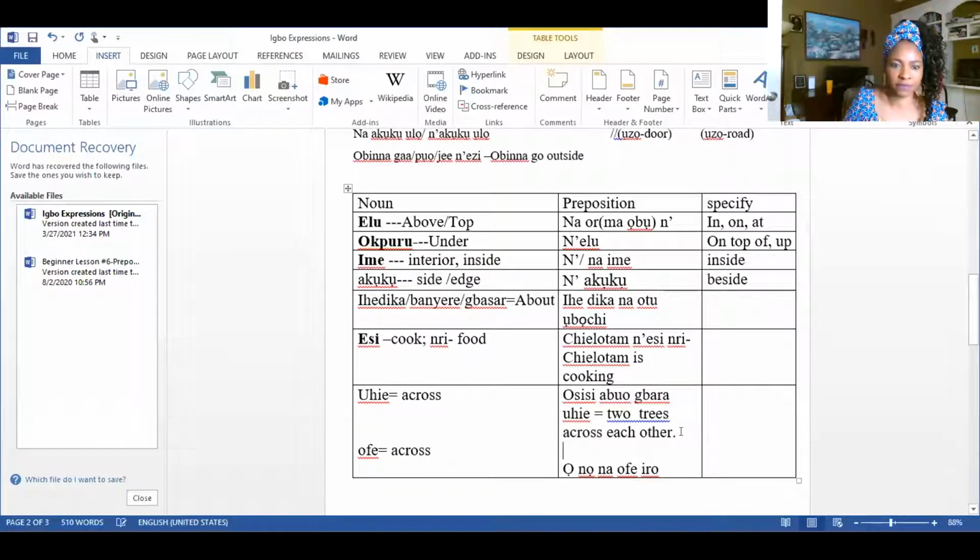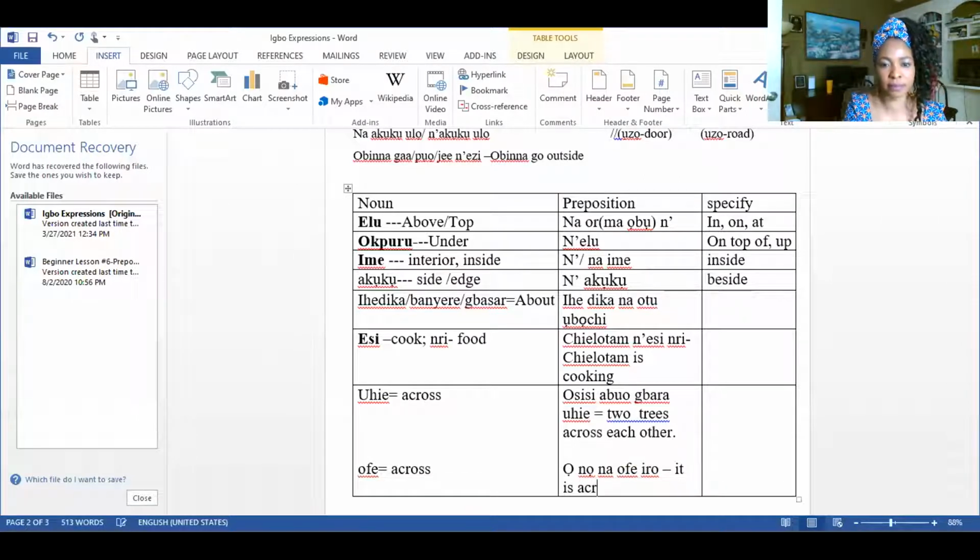So don't be confused. That's why I keep giving this space, so you don't put two of them together. Okay, onona ofe iro. It is across the road. It's on the other side of the road. So that's how you say it.